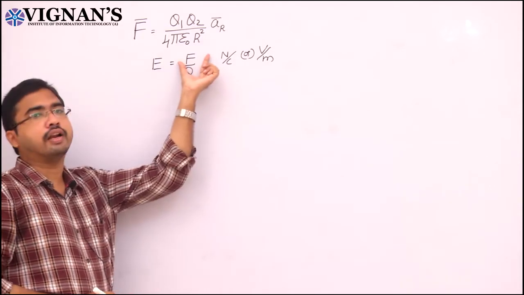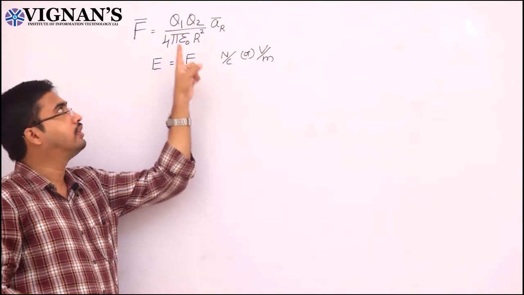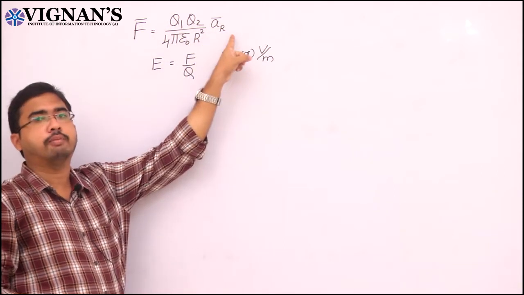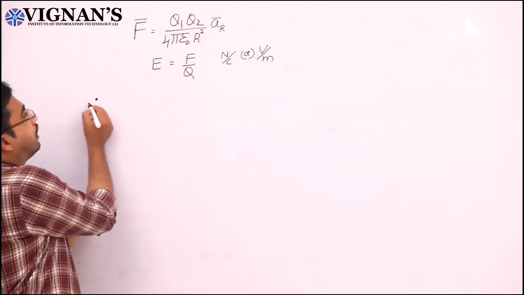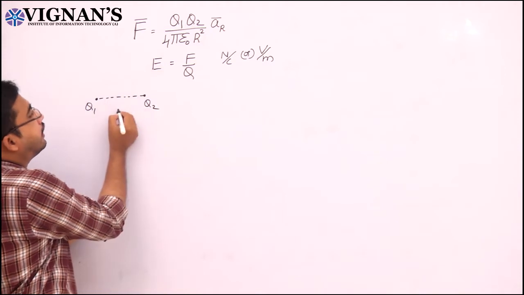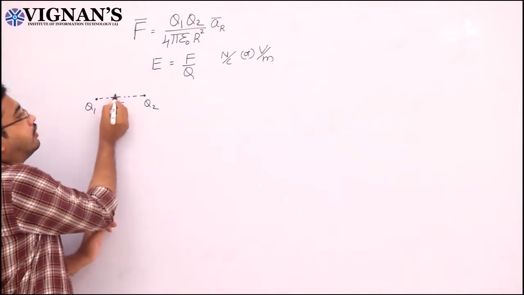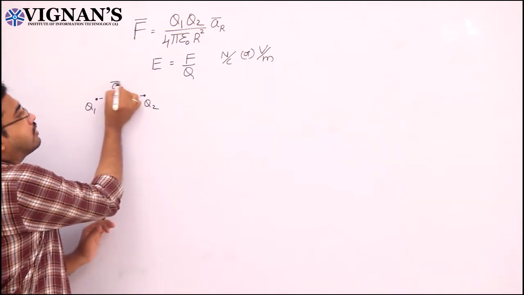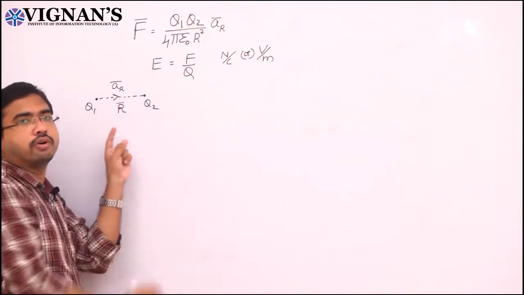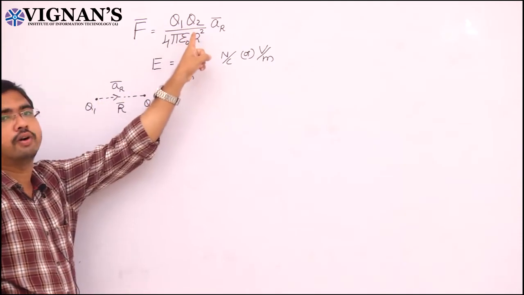But from Coulomb's law of electrostatics, we already know that the force acting between two charges is given by Q1 Q2 by 4 pi epsilon naught r square into a_r bar. Suppose, assume that there is a charge Q1 and a charge Q2 separated by a distance r. This is the distance vector r bar, and the unit vector acting in this direction is a_r bar. So the direction is towards Q2, which means the force is acting on Q2 due to Q1. This force is given by this formula.